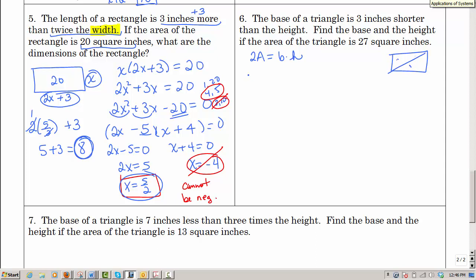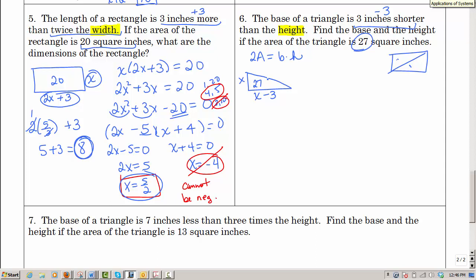Alright, so let's draw a triangle. And it says the base of a triangle is 3 inches shorter than the height. So again, I'm going to let x be what's mentioned last. This is obviously not to scale. The base is 3 inches shorter. That means I'm going to subtract 3 from the height. The area is 27 square inches.